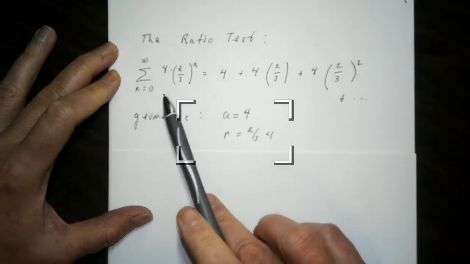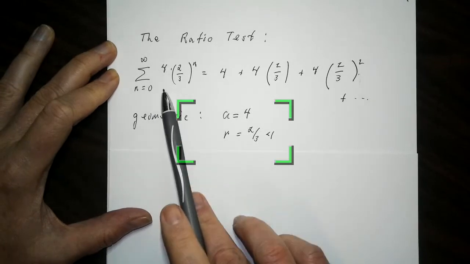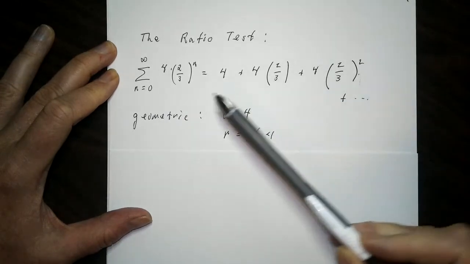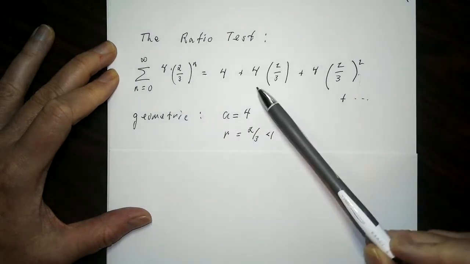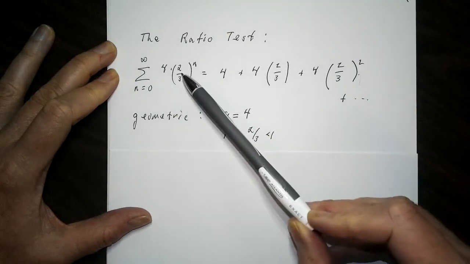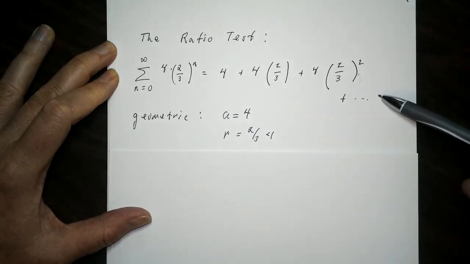So here's an infinite series. The sum from n equals 0 to infinity of 4 times 2/3 to the n. So when n is 0, we have 4. When n is 1, we have 4 times 2/3. When n is 2, we have 4 times 2/3 squared, plus so on and so forth.